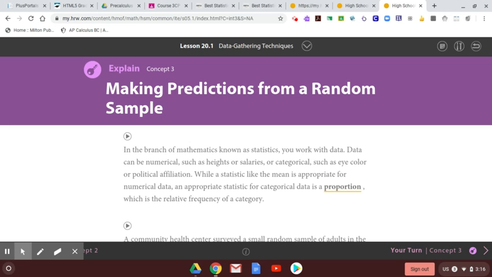Hi guys, welcome back. We're going to finish up our lesson on 20.1 data gathering techniques. So the first half was all about our different sampling methods, identifying a population, talking about samples and parameters and things like that. So now we're going to talk about making predictions and actually computing some of the statistics.